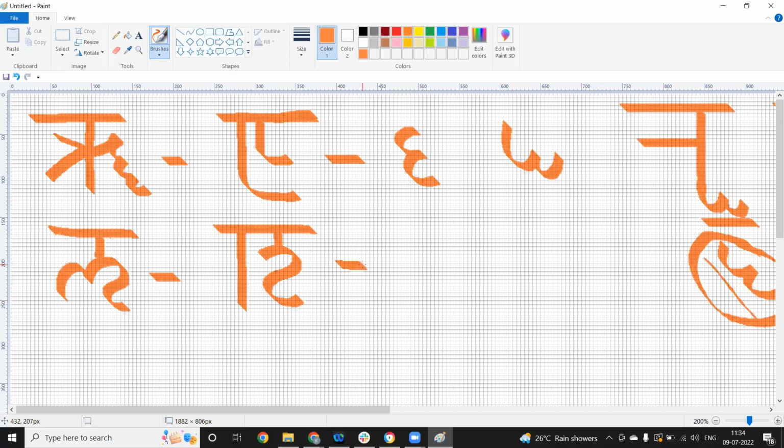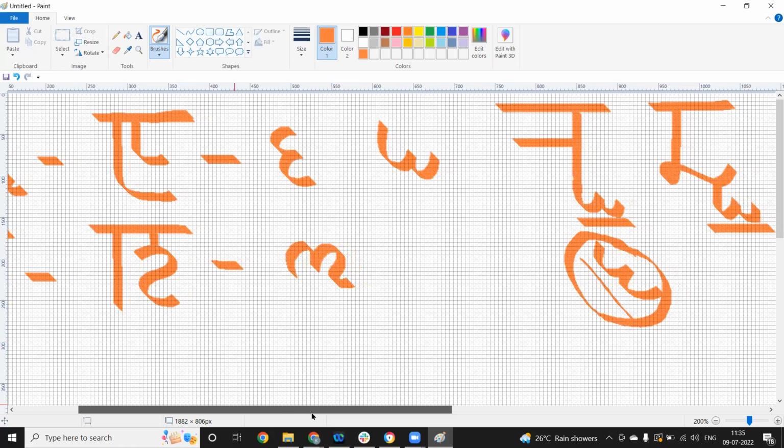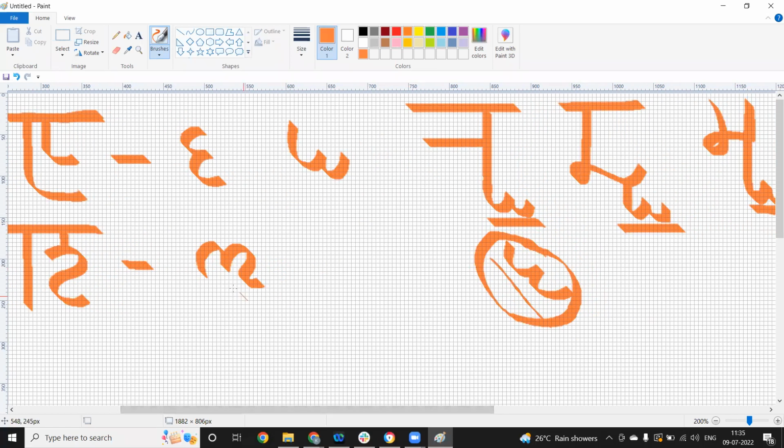The matra for this particular vowel in Devanagari lipi is like this. So Devanagari, we don't use it in Hindi, we usually use it in Sanskrit. So you won't find the usage of these matras in any Hindi text. So this is the Devanagari matra that I have written here.